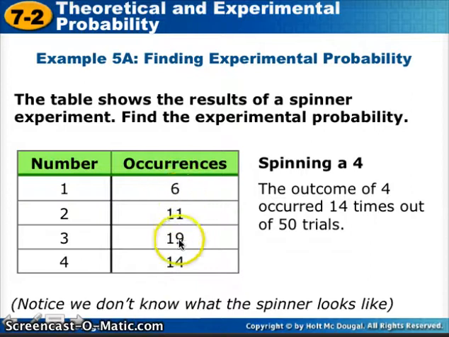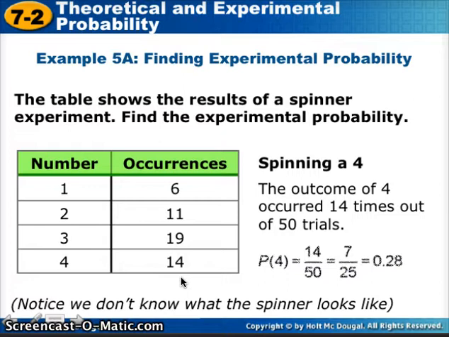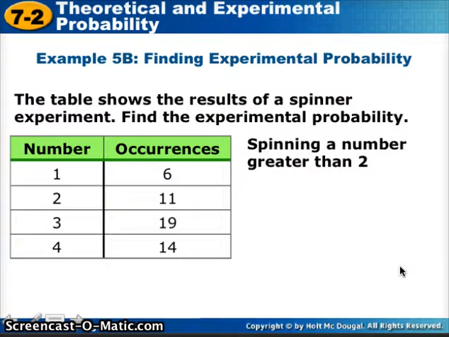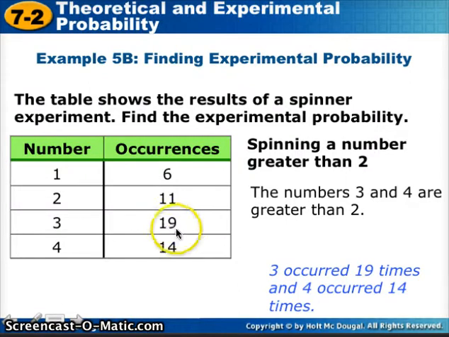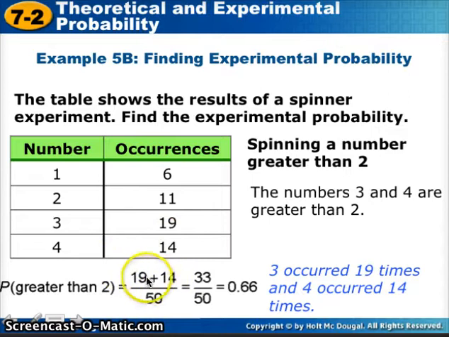The outcome of 4 occurs 14 times. And if we add up all the occurrences here, it adds to 50. So to find the probability of a 4, we're just going to divide 14 over 50, which gives us 28% for our probability. What about spinning a number greater than 2? A number that's greater than 2 would have to be a 3 or a 4. There are 2 numbers to choose from. So we would have the 19 as well as the 14. We would need to add those together. And so 19 and 14 is 33 over the total of 50 gives us a probability of 66%.